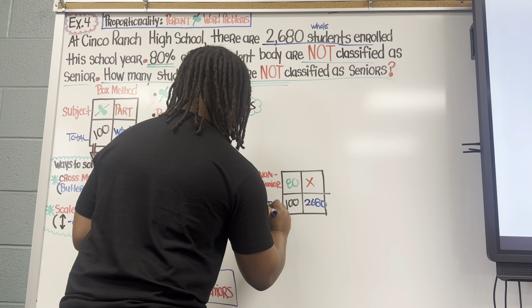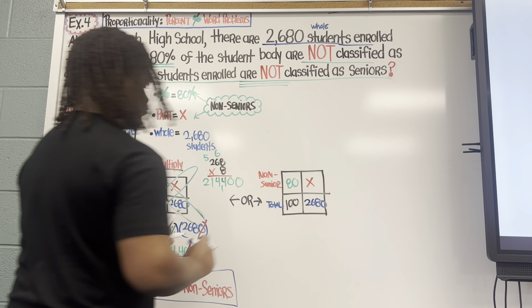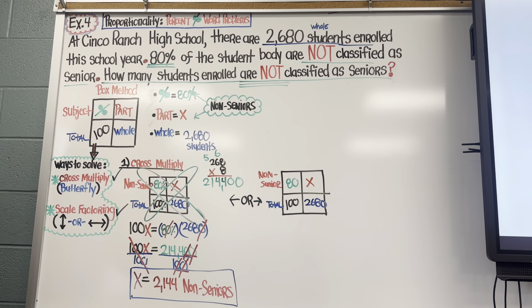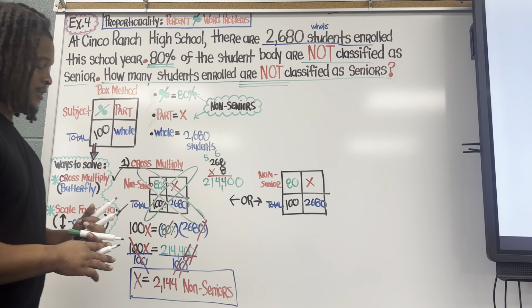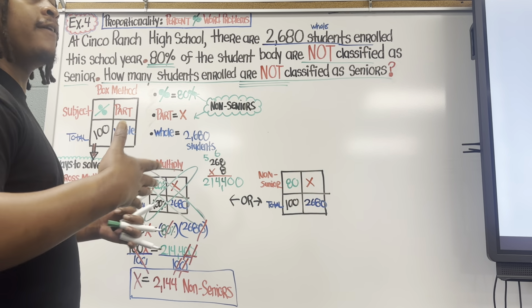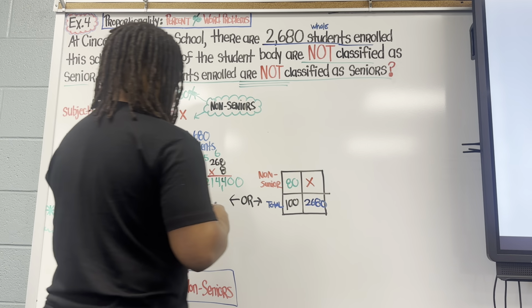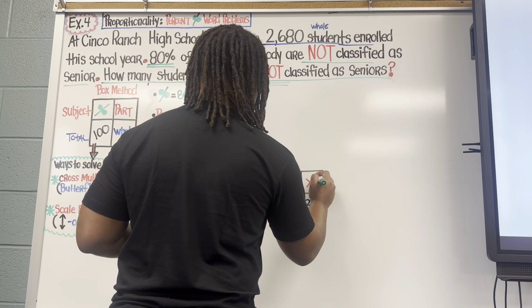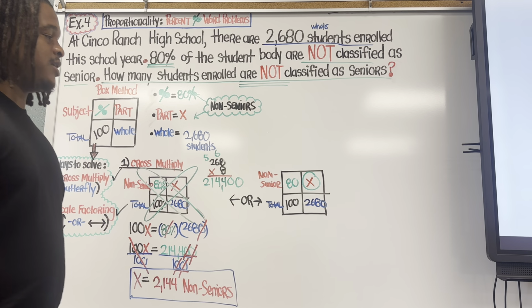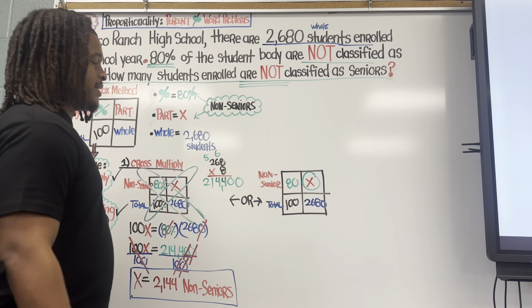Seniors, and this is total, right? So I just want to set it up the same way, okay? So remember guys, you can use a scale factor vertically or horizontally, depending on where X and the multiples are positioned, the numbers that are multiples of one another, okay? So X is there. Let me look at it, guys.